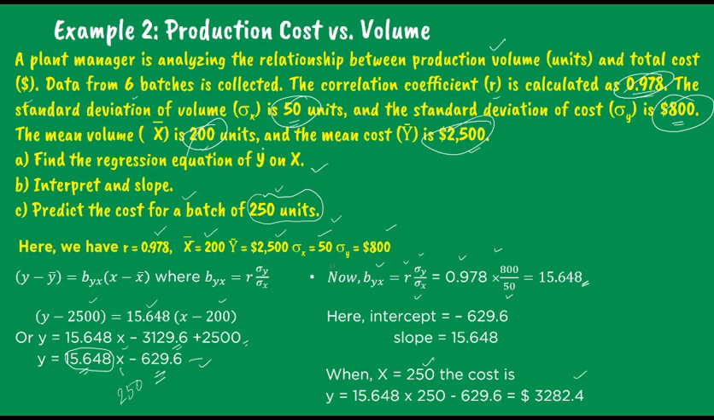You find that this is in terms of dollars. Okay, total cost in dollars. So there is nothing like $1000; whatever value we get, we just put a dollar sign before it. So to produce 250 units, my estimated expenditure is $3282.4. That is the estimated cost required for producing 250 units as per this computation.